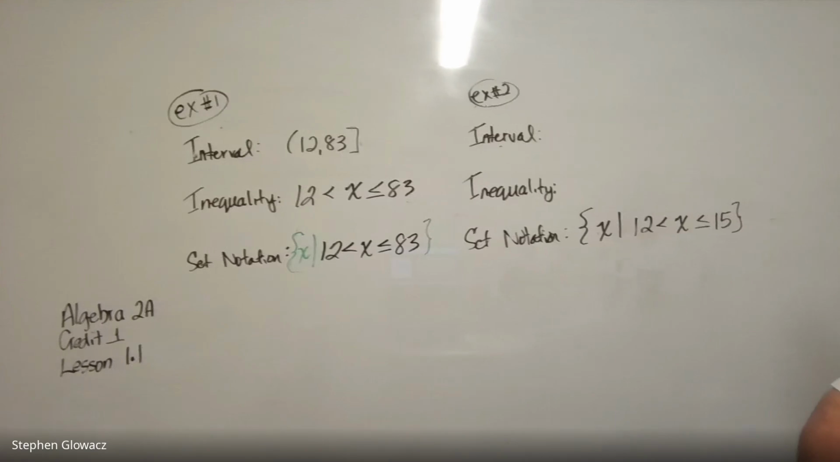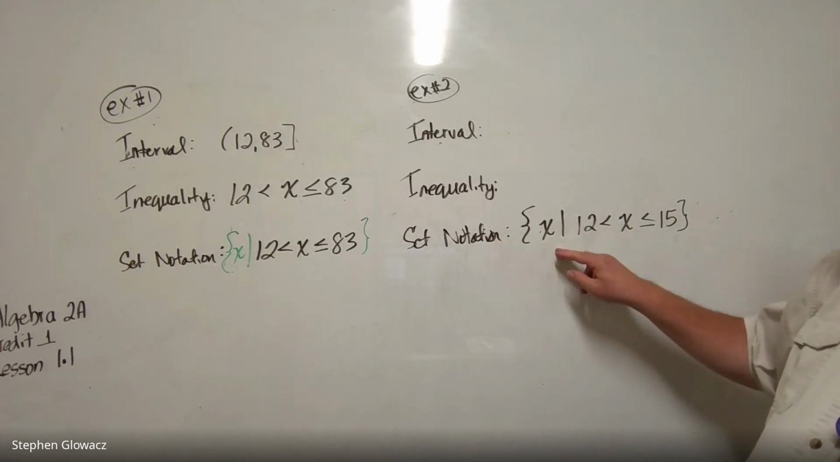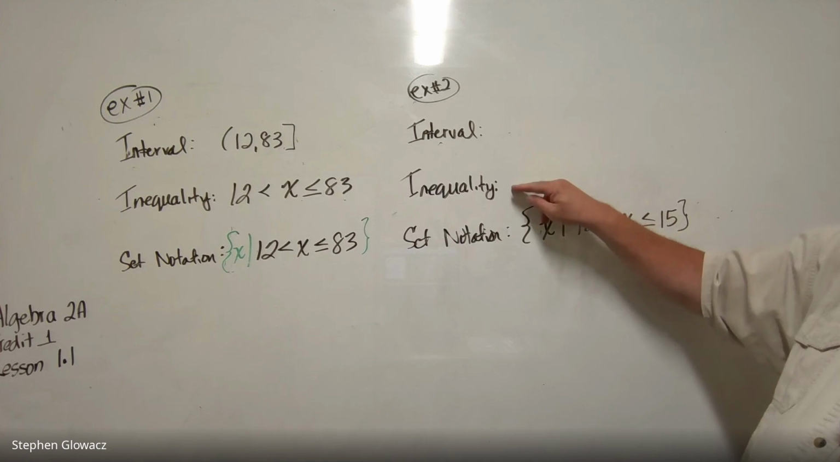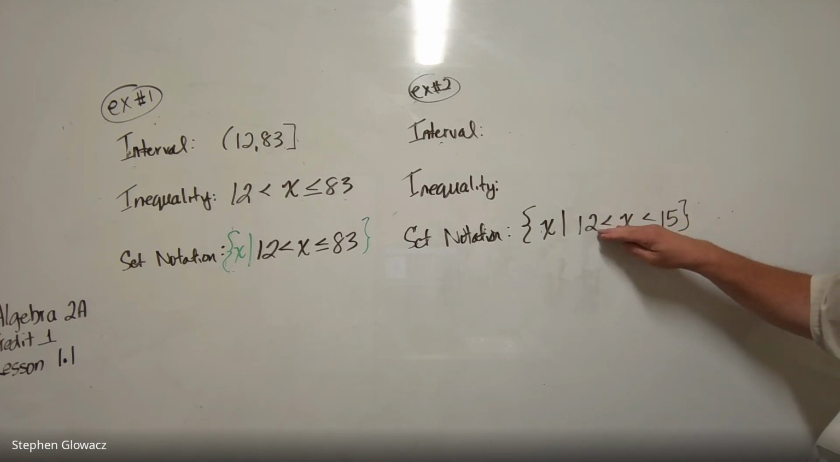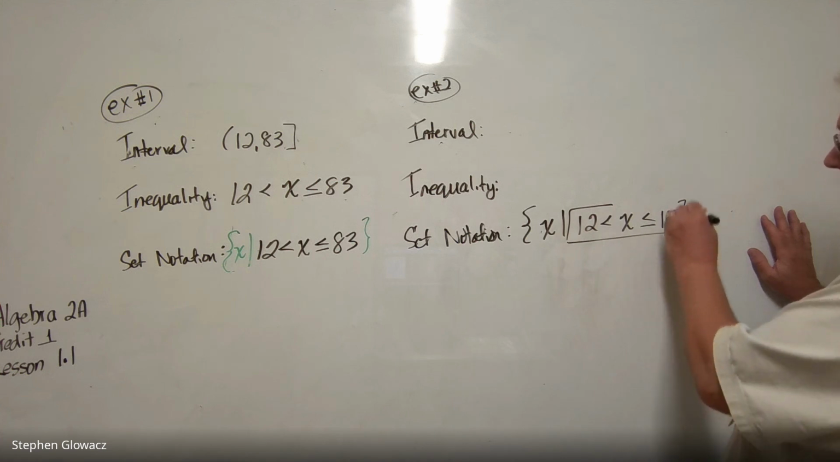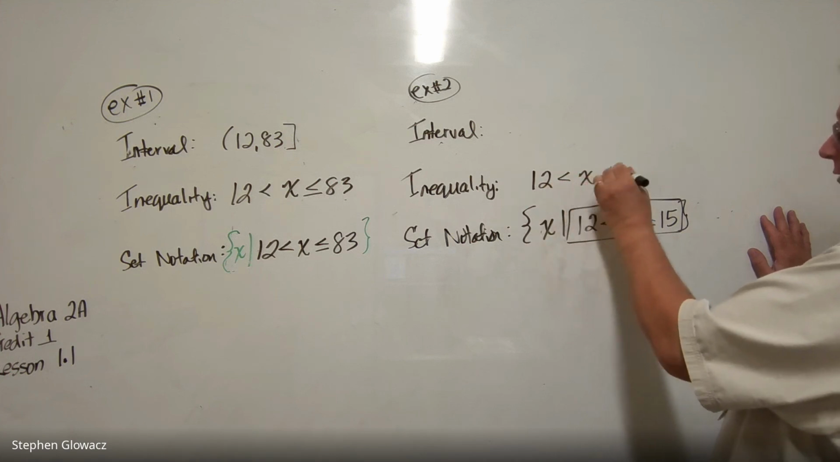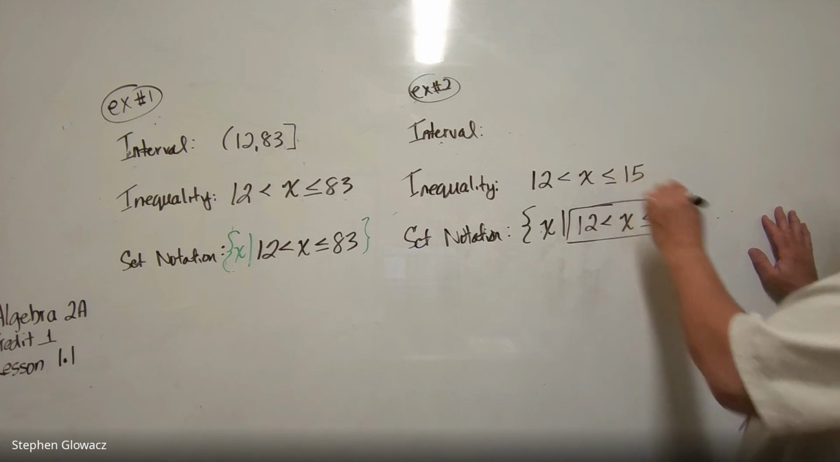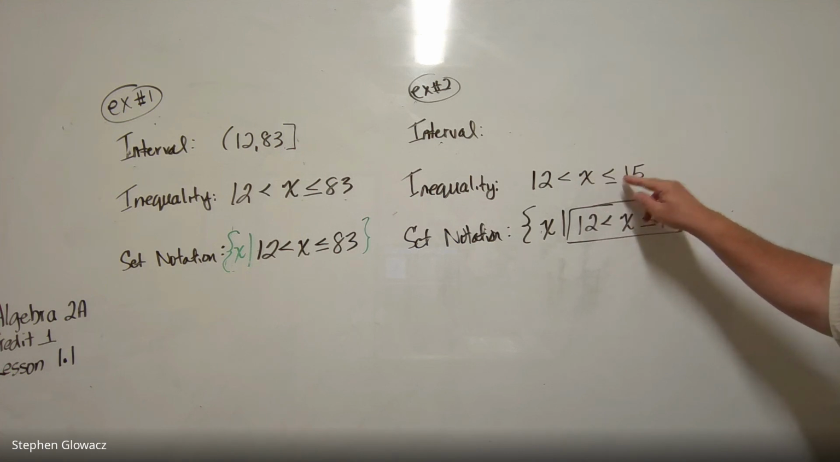Our example for number 2, what's different here is we're given the set notation and we have to come up with the interval and the inequality. We'll start with the inequality because, as we just saw in number 1, inequality and set notation are very closely related. To get the inequality from set notation, it's just this part in here. So all we have to do is copy that: 12 is less than x, which is less than or equal to 15. Or again, x is greater than 12 and less than or equal to 15.